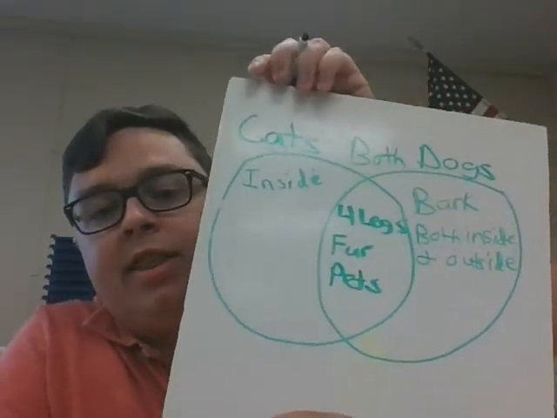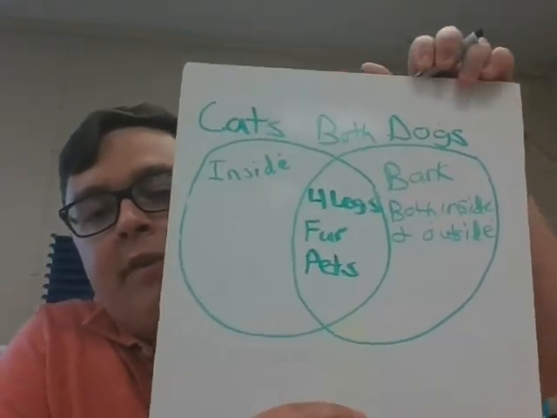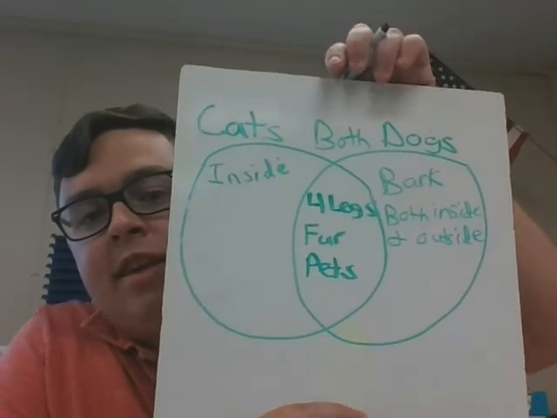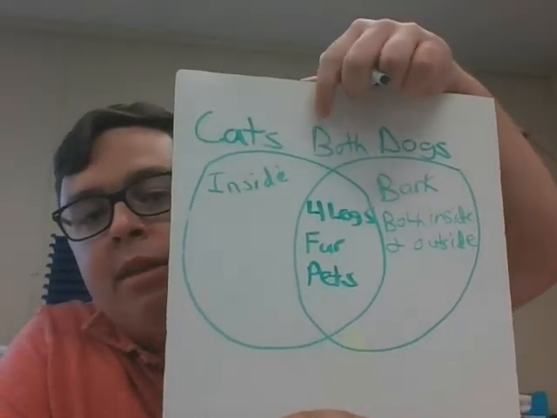Okay? You see what I'm doing here? I have everything about cats over here, everything about dogs over here, and then the things they have that are similar go in the middle. That's what we call a Venn diagram.